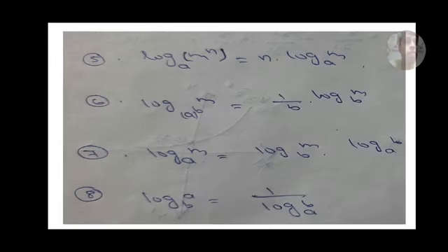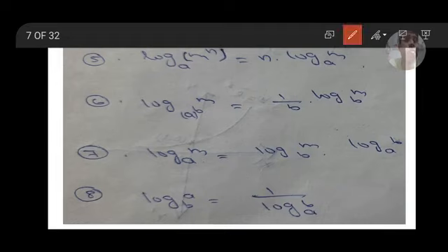Next property, the fifth one, logarithm of m to the power of n to the base a. Means the logarithm contains the term m to the power of n, a power. Then that power comes as a multiplication coefficient, n into log m to the base a. It is very important. While doing the problems, we will use this property very often. Log m to the power of n to the base a equal to n into log m to the base a. This power will come as a coefficient.